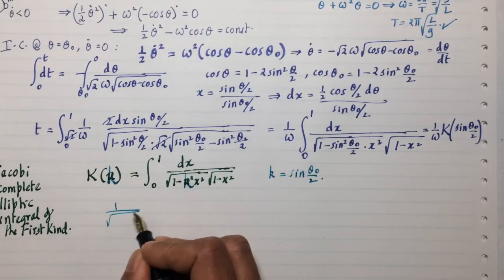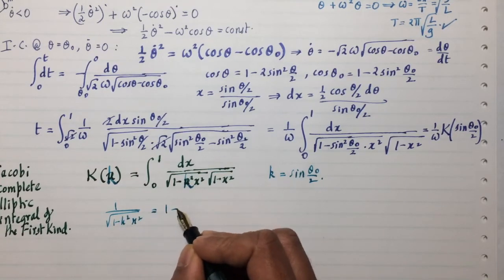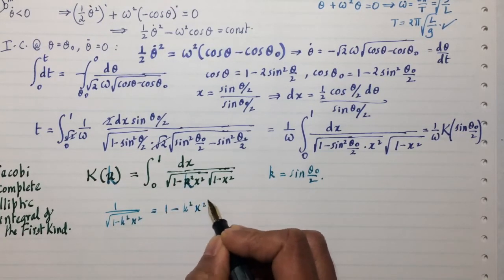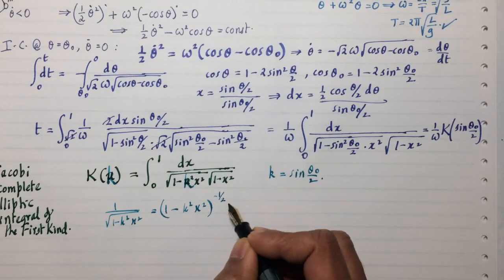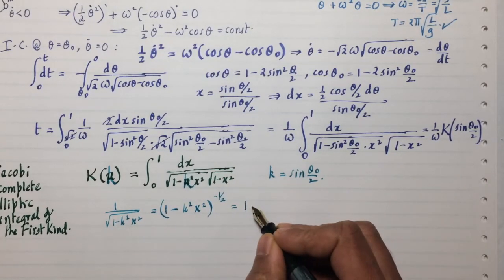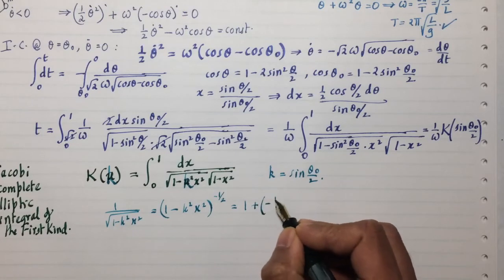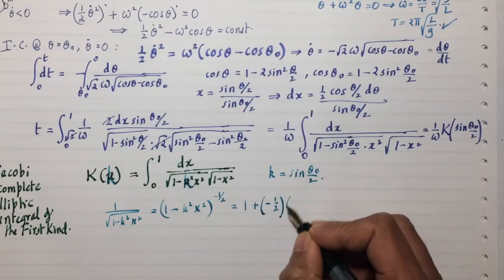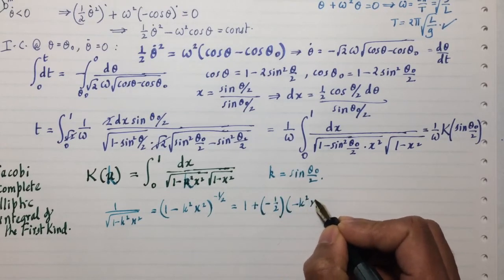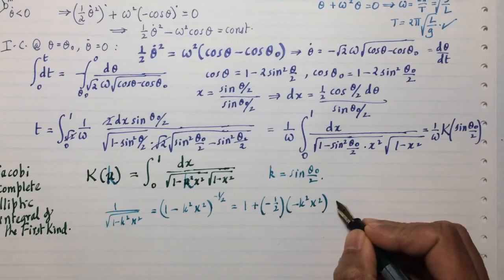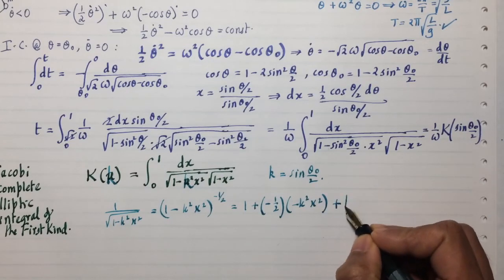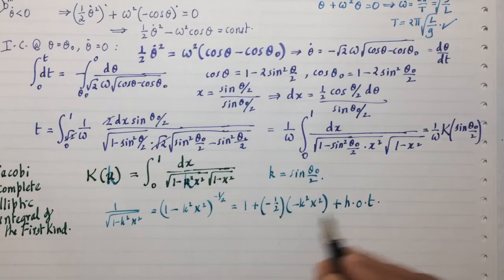So 1 over the square root of 1 minus k squared x squared can be written as 1 minus k squared x squared to the power minus half. And I can write that as 1 plus negative half times negative k squared x squared plus higher order terms. Let me just focus on the first order term. The higher order terms are done in the notes.